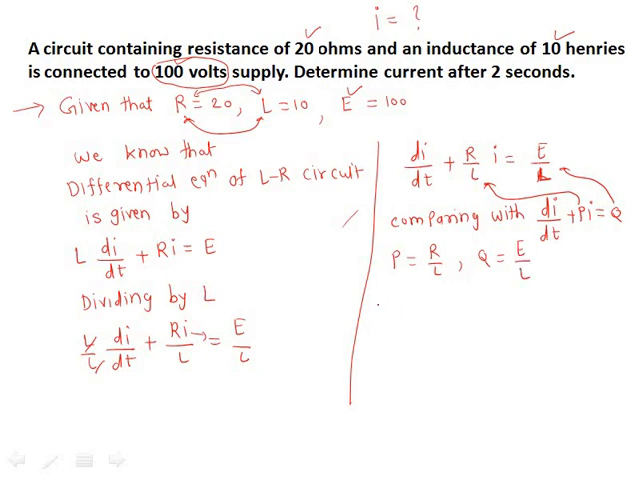Now in the next step, first we will find the integration of P dt, as dt is there. We have to put in the value of P here, that is R by L dt. This R by L is constant, so we take it outside. So it becomes R by L into the integration of dt. Integration of dt is t. This is the value of the integration of P dt. And then we will proceed for the integrating factor.